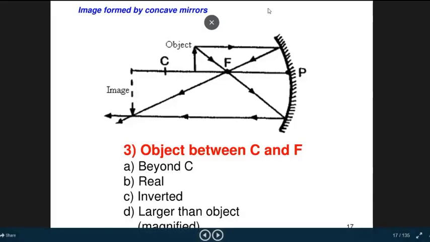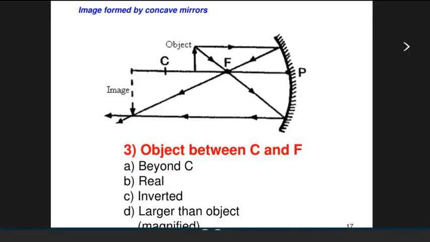The third case is when the object is placed at the center of curvature. This has already been discussed. So here the image will be formed beyond the center of curvature, and the nature of the image will be real. The image will be inverted with respect to the object, and the size of the image will be larger than that of the object. So here the image is magnified with respect to the object.